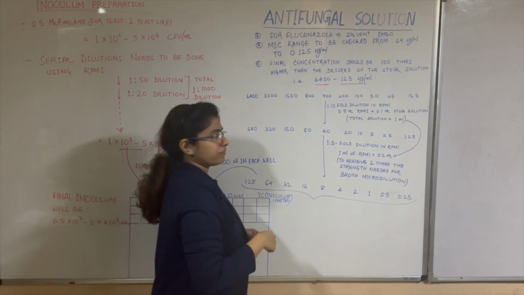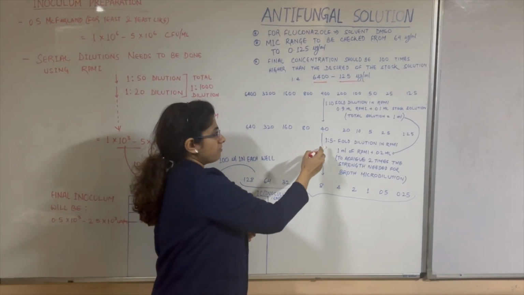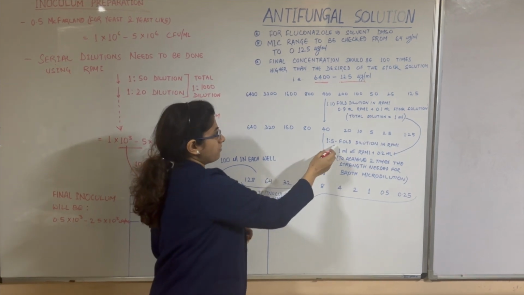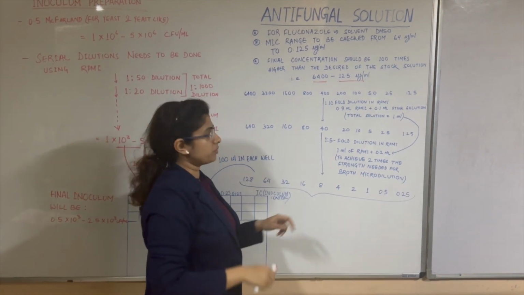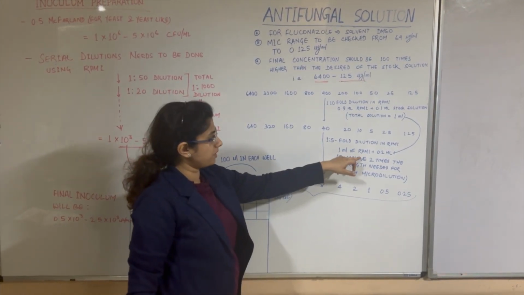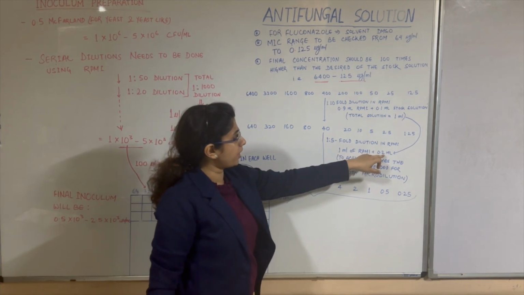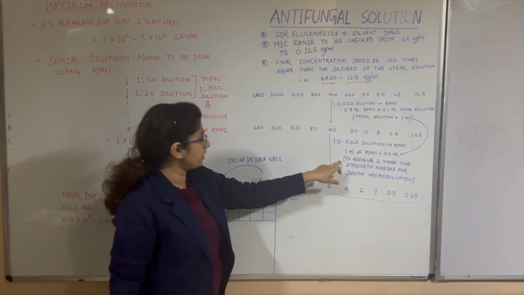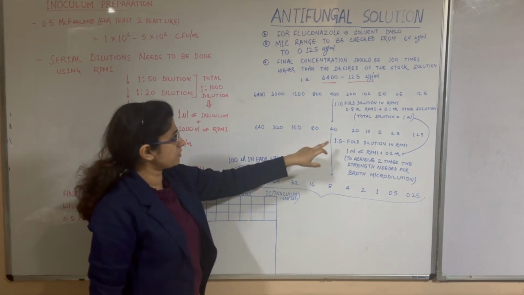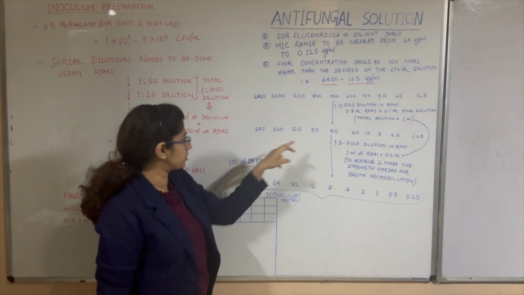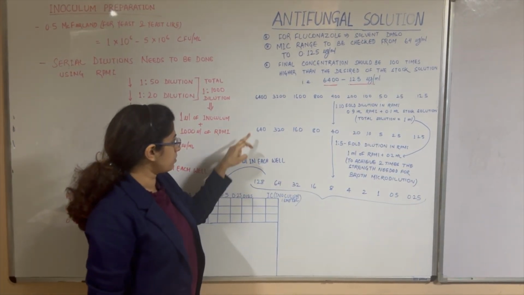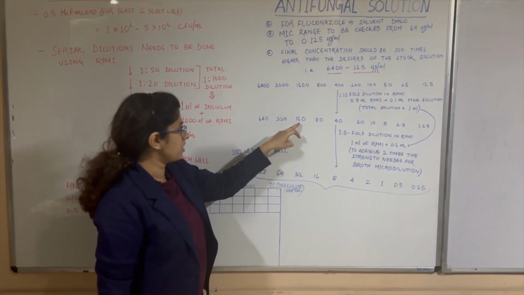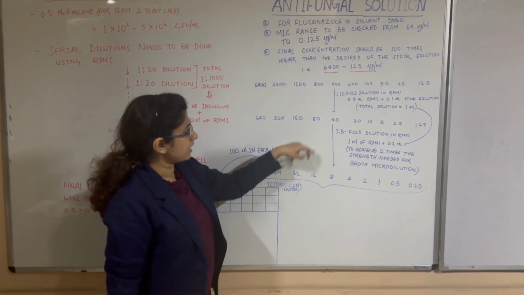After this, we have to again do a 1:5 fold dilution in RPMI. For this 1:5 fold dilution, we take 1 ml of RPMI, to which we add 0.2 ml of the solution which we have got. After doing this, because here we are doing 1:5 fold dilution, the concentration comes to 640 becomes 128, 320 becomes 64, 160 becomes 32 and so on.